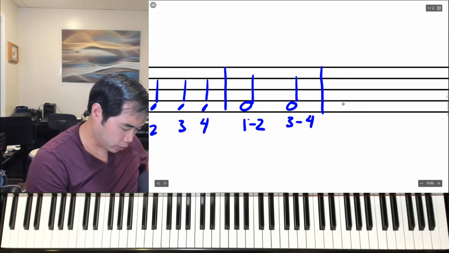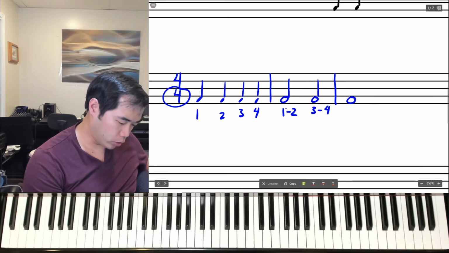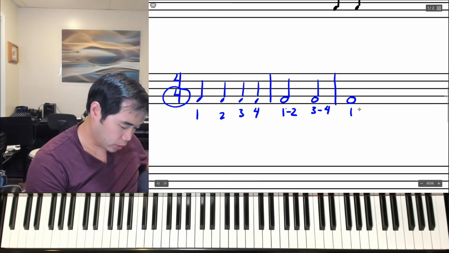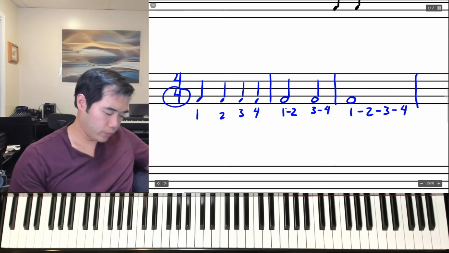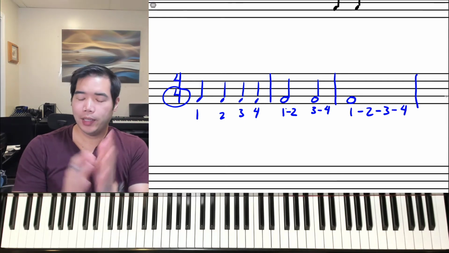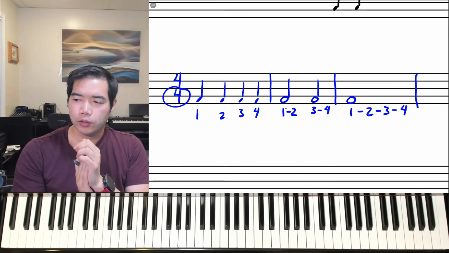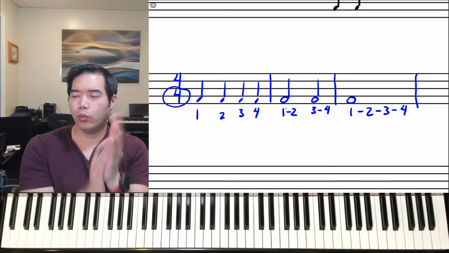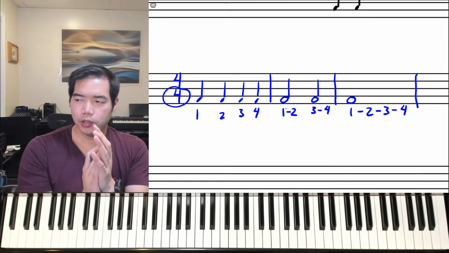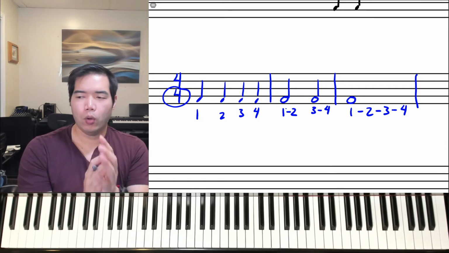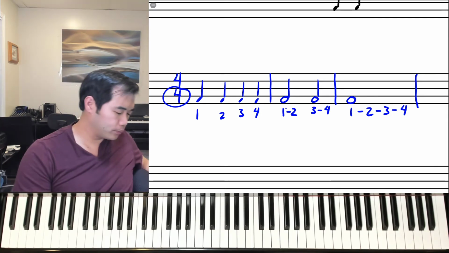If I have a whole note, that's 4 quarters, so I'm going to write and count 1-2-3-4. So the whole note would be played 1, 2, 3, 4. If I try the whole line, it sounds like this. 1, 2, 3, 4. 1, 2, 3, 4. 1, 2, 3, 4.